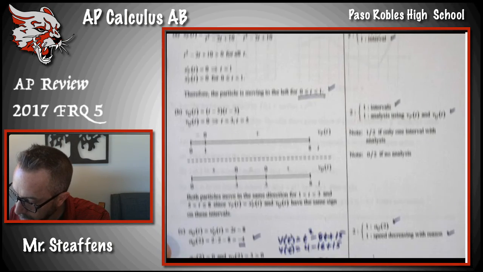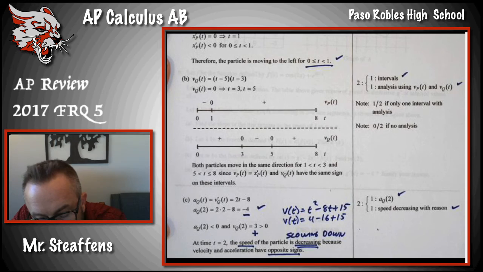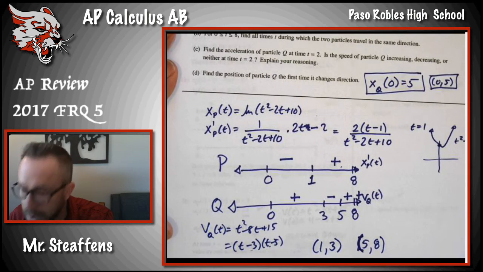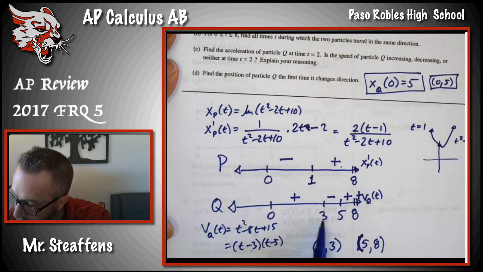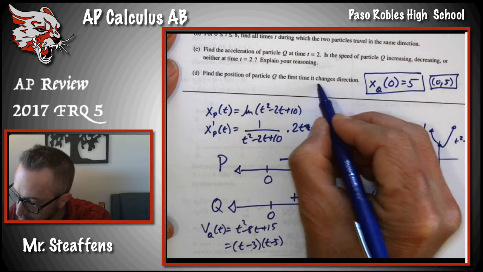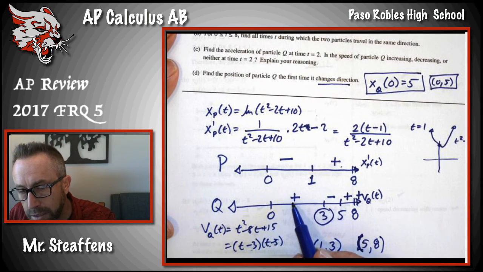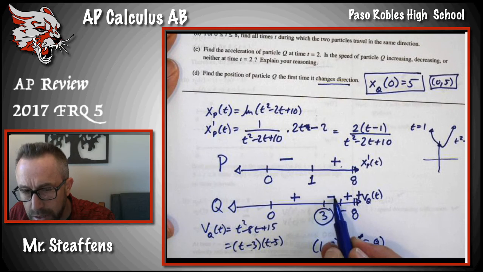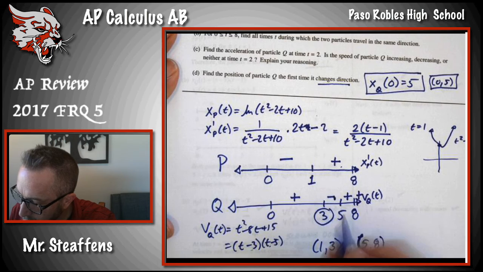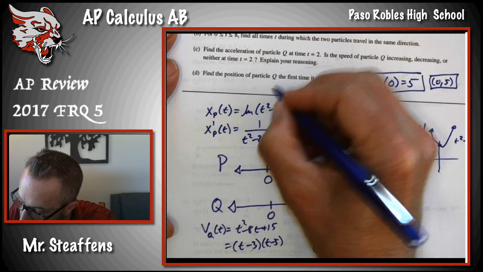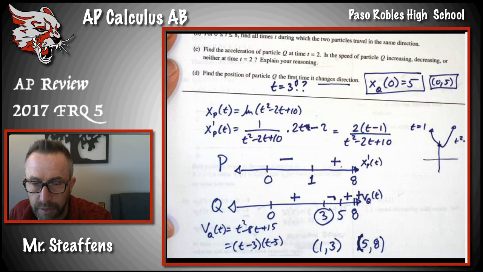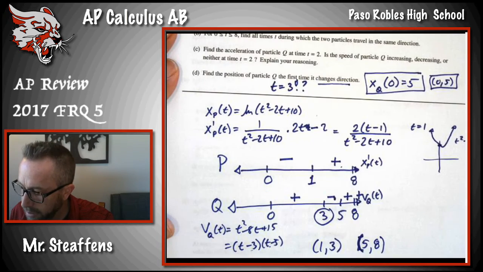So actually I'm going to, what does it say? Find the position of the particle the first time it changes direction. All right, never mind. Let me rephrase that. I got to read the whole question. So the first time that particle Q changes direction is right here, right? It goes from moving in the positive direction to moving in the negative direction. So when the velocity changes from positive to negative, at time equals 3, that's the one that I'm really looking at. What's happening at time equals 3? Okay, find the position at time equals 3.